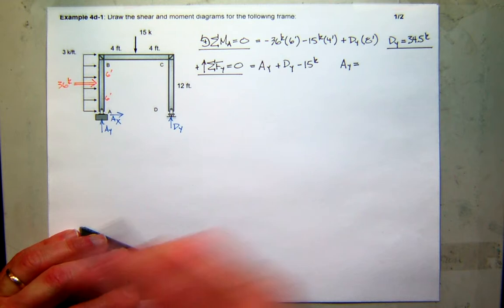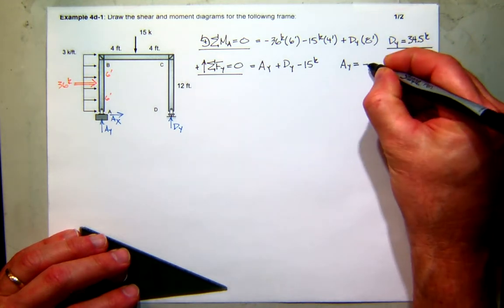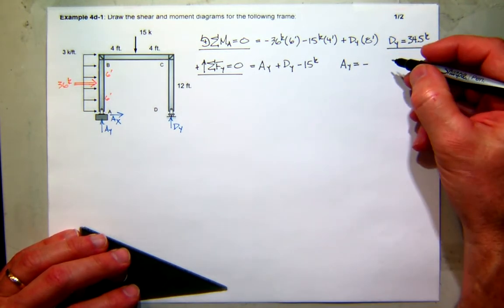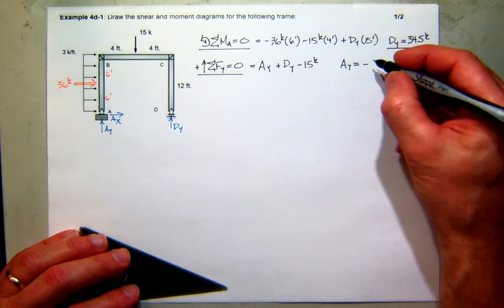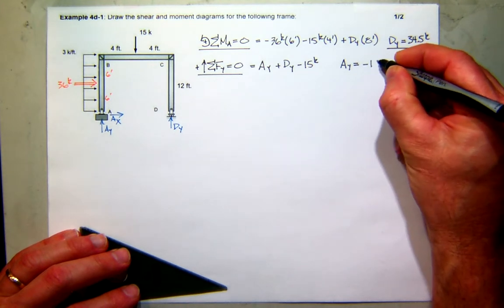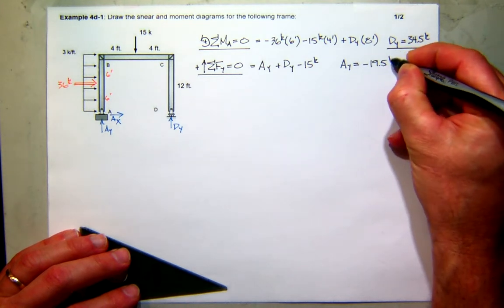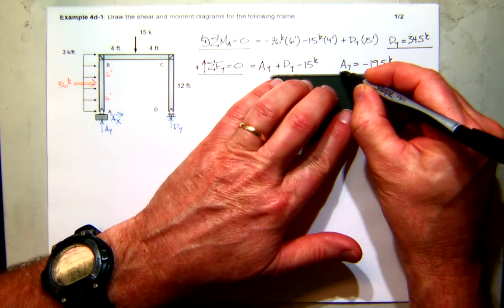What's AY going to be? Looks like it's going to be negative. 19.4? Oh, 19.5, sorry. Anybody else get that? Yes. So why do you think AY is negative?